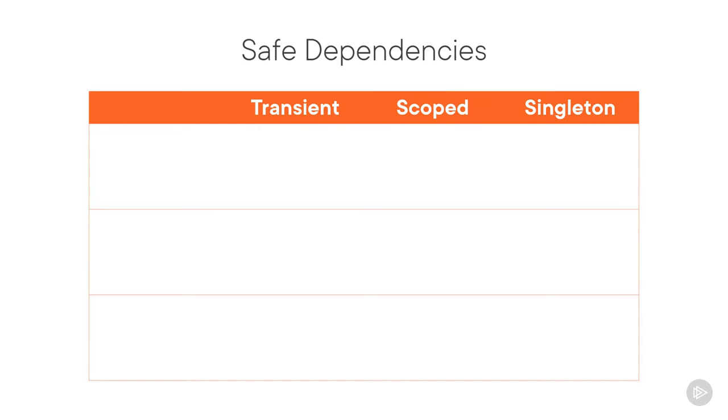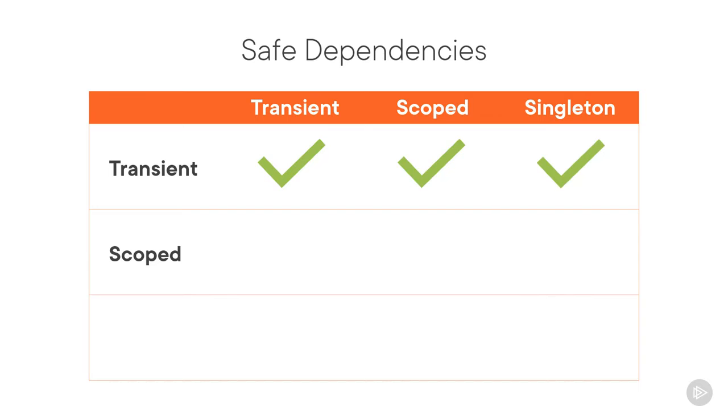To visualize this, let's consider which lifetimes can safely depend on services using another lifetime. Since it will be a short-lived service, a transient service can safely depend on services that have transient, scoped, or singleton lifetimes. Scoped services are a little tricky.